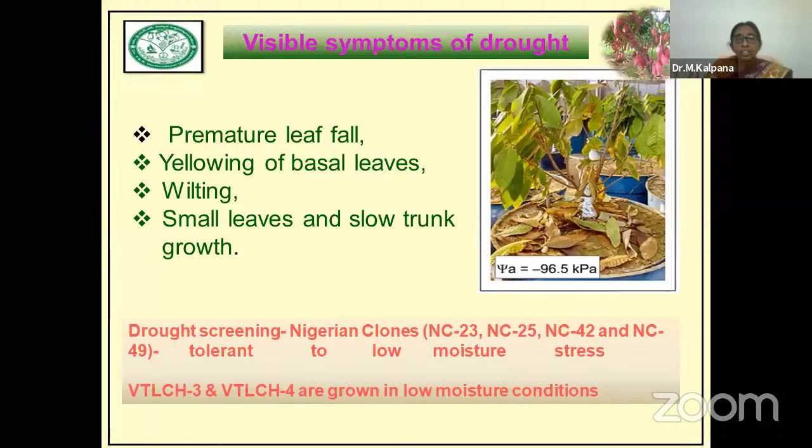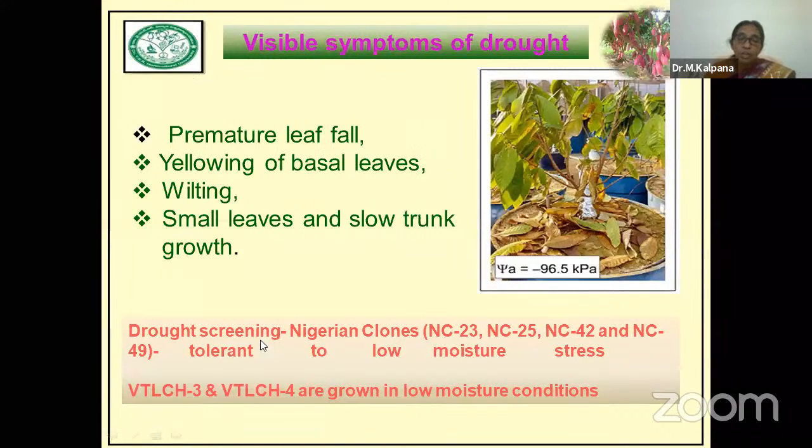This is the visible symptom of drought, and when you observe these symptoms, we must immediately go for irrigation. There is premature leaf fall, yellowing of the basal leaves, wilting, small leaves and slow trunk growth in the crop that is subjected to drought.